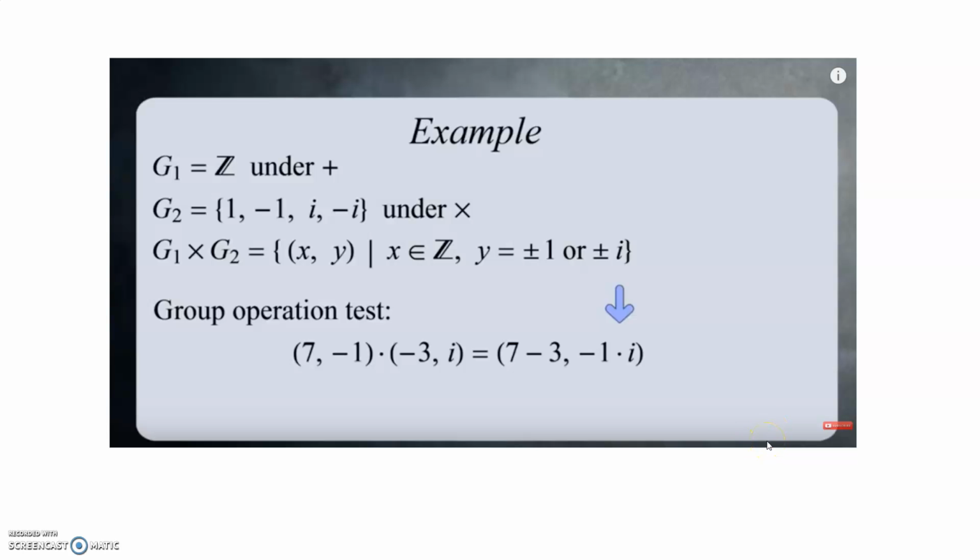And something, I guess you could say, weird happens when you multiply something with the identity element. The identity element of a group is noted as e1 and e2, where e1 is the identity element of G1 and e2 is the identity element of G2.